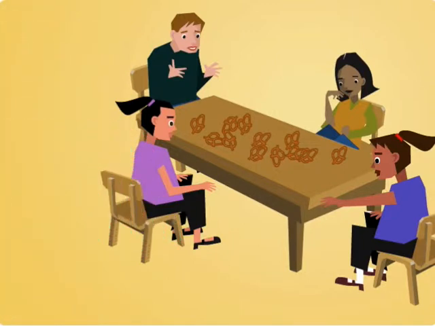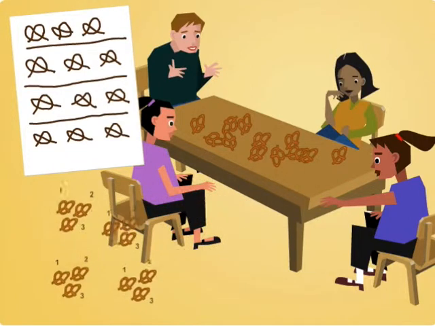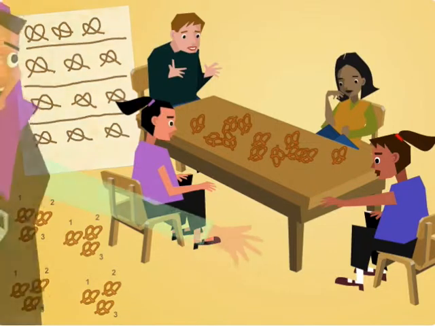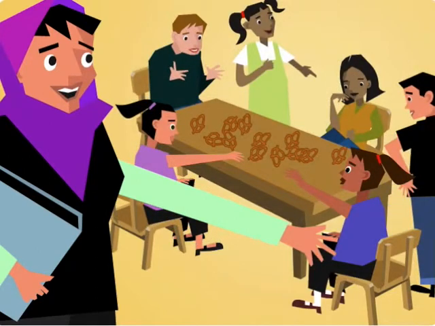To figure out the answer, some children draw pictures. Others count out pretzels one by one. Regardless of how they work out the answer, they are dividing 12 objects into 4 equal shares. Mrs. Malek changes the problem to require different partitioning. "2 more of their friends come over. They want some of the pretzels too. How many pretzels does each person get now?"